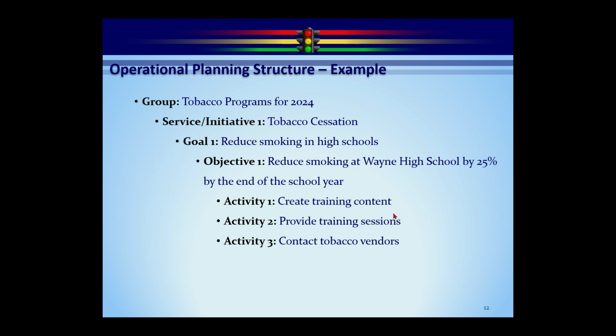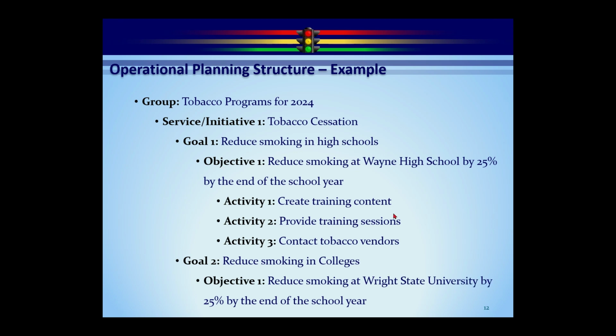Now, we might back up here to another goal of reduce smoking in colleges. And now underneath that, we're going to have another SMART objective, in this case, reduce smoking at Wright State University by 25% by the end of the school year. And then we'd have a set of activities under that. So this can repeat at any level. You can have multiple services and initiatives. You got tobacco cessation. You could have as many of those different types of initiatives. You can have as many different goals: reduce smoking in high schools, reduce smoking in colleges, reduce smoking in public places, whatever you want to be able to do in there. So that's kind of what the plan looks like in a format like this.